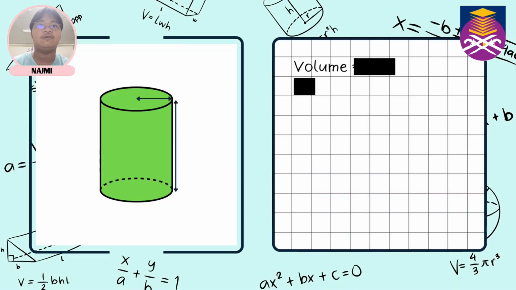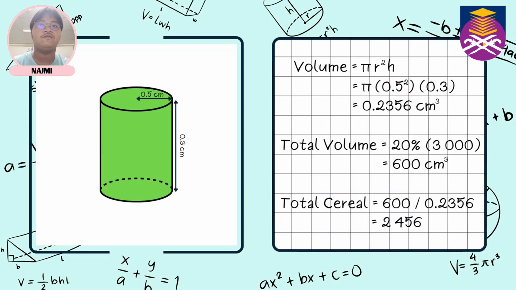For the cylinder shape of the cereal, we can use the formula pi times r squared times height. The answer we get if the radius is 0.5 cm and the height is 0.3 cm is 0.2356 cm³. If we use 20% of the box volume, we can get a total of 2,456 pieces of cylinder-shaped cereal.